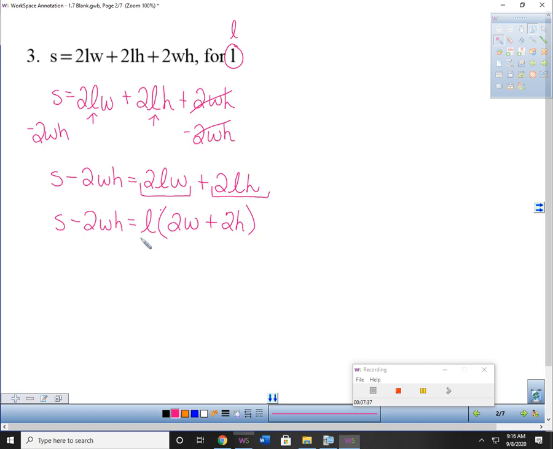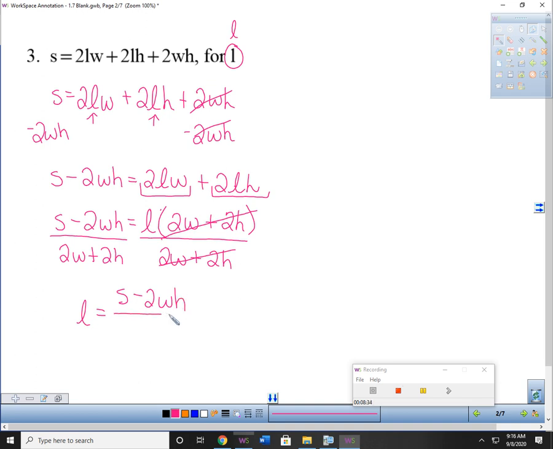So if I want to get L by itself, all I have to do is divide by the 2W plus 2H. Which cancels this whole big thing. And I don't need the parentheses when I divide it because there's nothing down here to distribute, right? So the length is equal to the surface area minus 2 times the width times the height over 2 times the width plus 2 times the height.